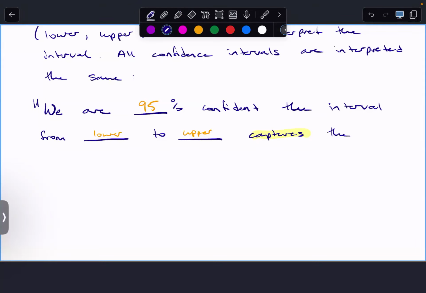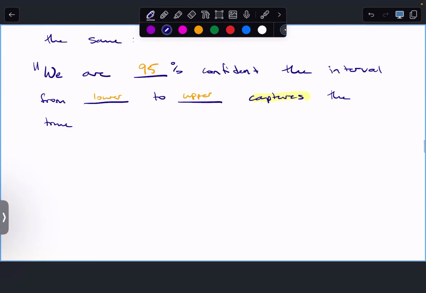captures the true, which is really just another way of saying population. The true, and then whatever the parameter is. So there are a couple of different ways that you could reword that and keep the same meaning, but there are a lot of ways that you could botch it. So I would stick to this one until it makes sense and until it's stuck, and then maybe just keep using it.